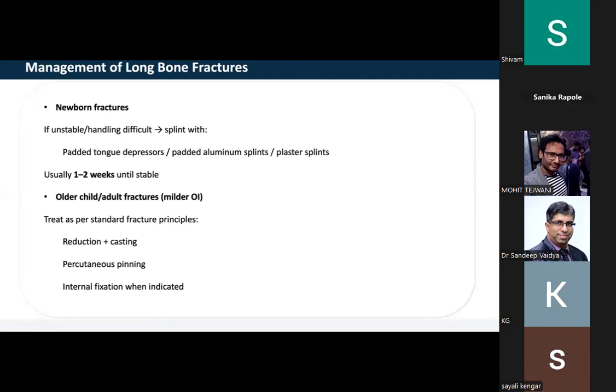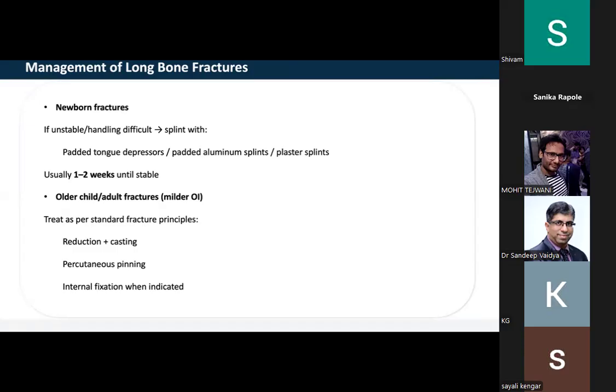For newborns, a short period of gentle splinting for 1 to 2 weeks, if unstable or handling is difficult, you could do that. For an older child, we have to treat appropriately based on the fracture type and pattern with closed reduction, casting, percutaneous pinning, internal fixation whenever necessary. We have to be certain and careful that we handle the child with care to avoid any iatrogenic fractures.